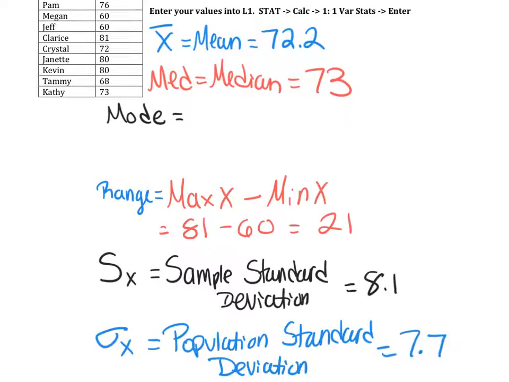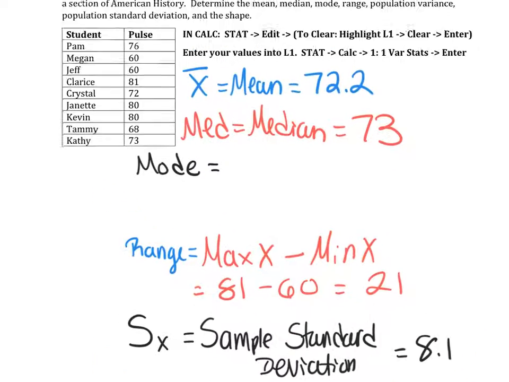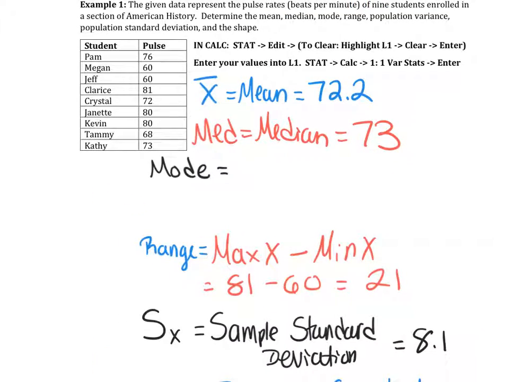Going back up to mode to wrap this up here. Looking at it, we have a small data set here, so you could just look at the data to determine what the mode is. I think it's the 60 and 80. They both occur twice. But if we have a larger data set, there is a way where you can have your calculator put all your data in order, so it'll make it easier to see how many times each value occurs.